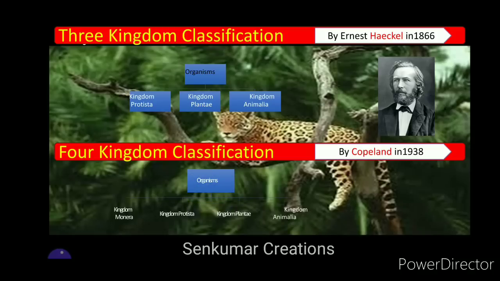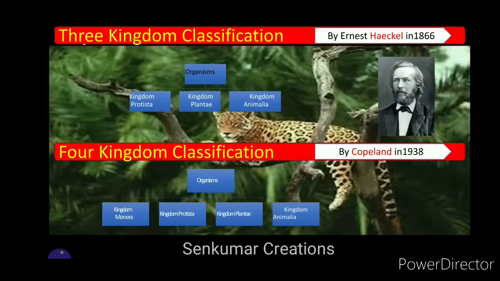And next, let's see about the four kingdom classification. It was invented by the scientist Copeland in the year 1938. According to him, organisms are classified into four kingdoms. What are the four kingdoms? Kingdom Monera, kingdom Protista, kingdom Plantae, and kingdom Animalia. So along with the three kingdoms, Copeland added only one kingdom, the kingdom Monera. So this is the four kingdom classification.